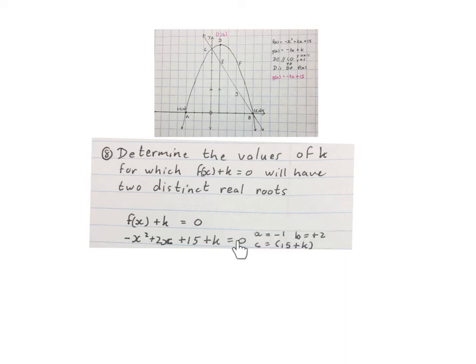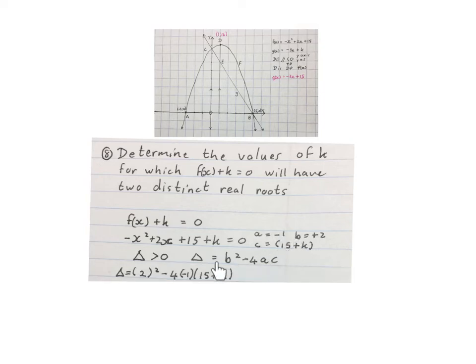In this equation now, a is minus 1 in front there, b is plus 2 there in front of the x, and 15 plus k is my c. From the nature of the roots we know our discriminant must be bigger than 0 to have two distinct roots. So the discriminant is b squared minus 4ac. We substitute these numbers into the formula and we get this.